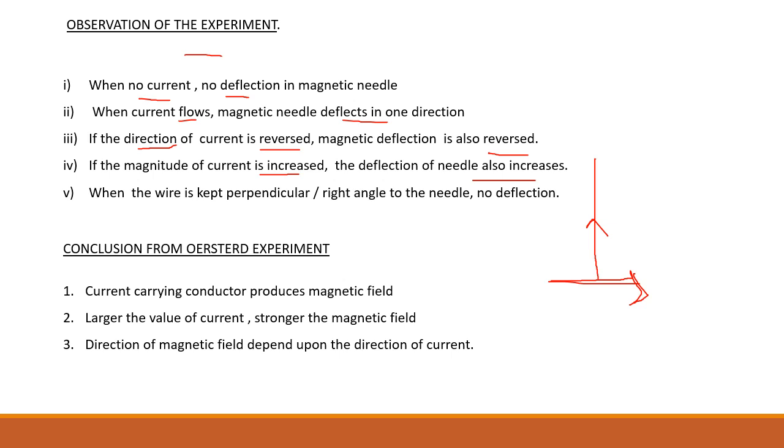This is the observation. Then what conclusion comes from the experiment? It concludes that a current carrying conductor produces a magnetic field. So here is the relation between the electric current and the magnetic field of the magnet. The larger the value of current, the stronger or larger is the magnetic field. And then the direction of the magnetic field depends upon the direction of current. This we will discuss in the next slide. How does the direction of magnetic field depend upon the direction of current?